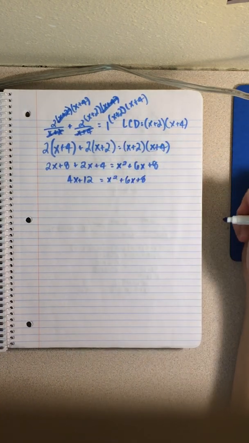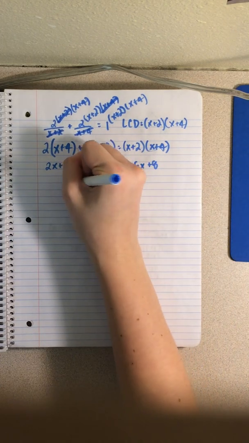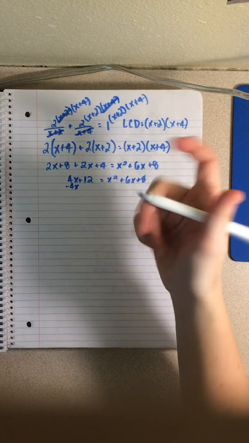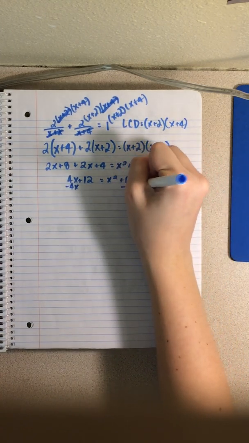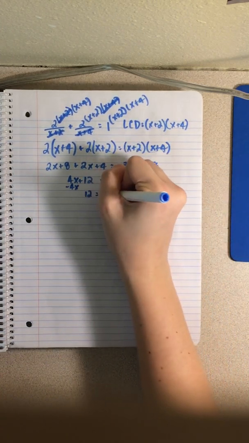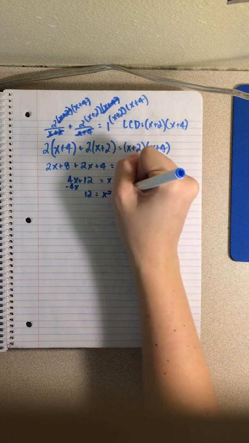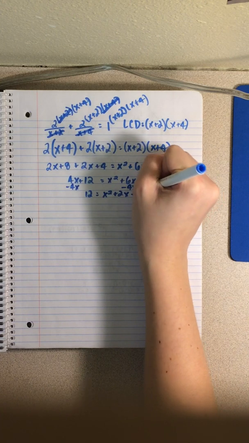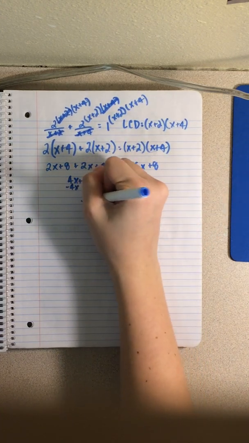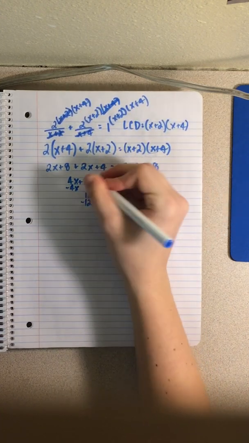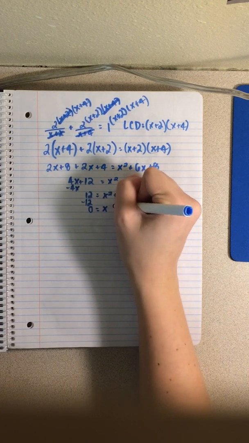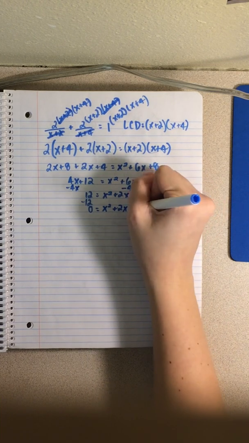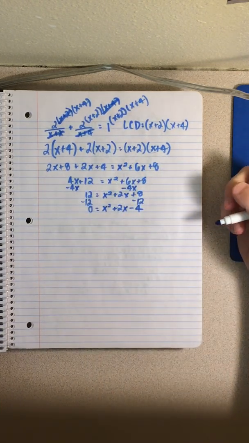So you bring that down. Then you take your minus 4x. You're trying to get all of it on one side in order to solve. Minus 4x, so that'd be 12 equals x squared plus 2x plus 8. And then you do that with the 12, so subtract 12 from both sides. So you're left with 0 equals x squared plus 2x minus 4.